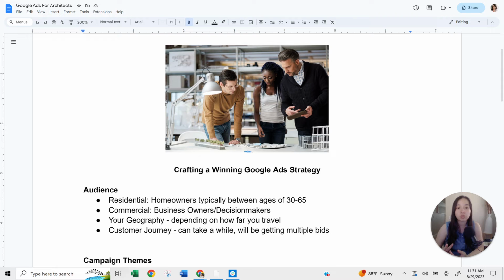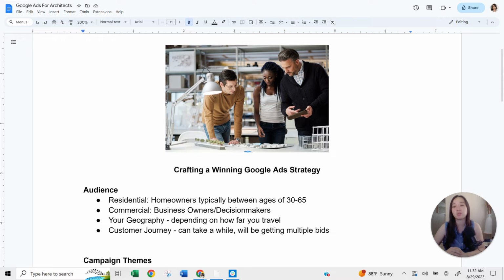The second thing I want you to pay attention to, if you're also doing commercial, is that some architects may only focus on residential, some may only do commercial, some may do both. But when it comes to commercial, we want to focus on business owners and decision makers. Commercial can take a really long time. I'll talk about the customer journey in a little bit. But this is the type of audience that you would want to go after.